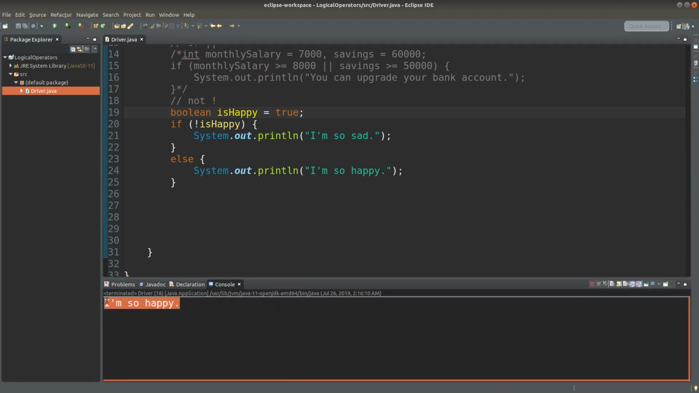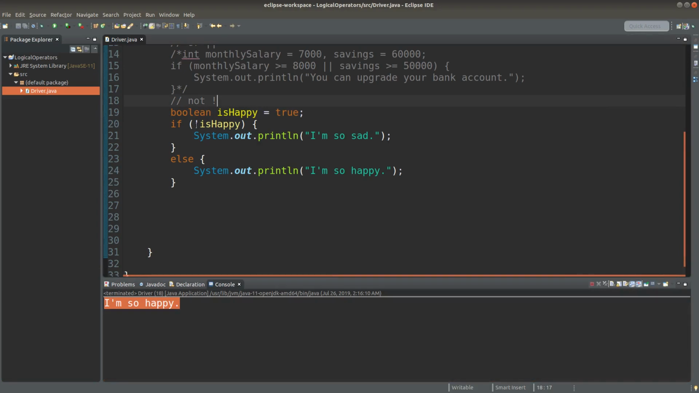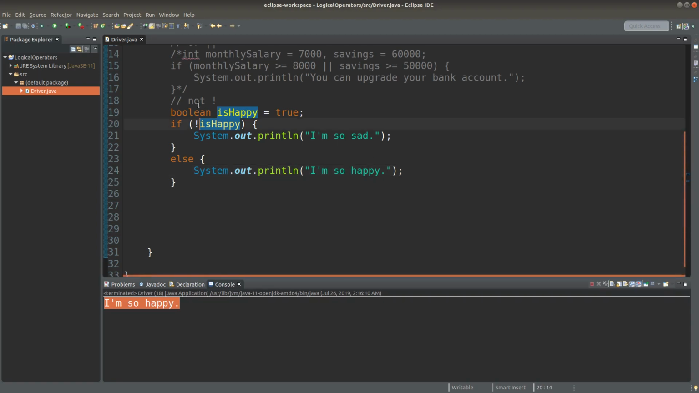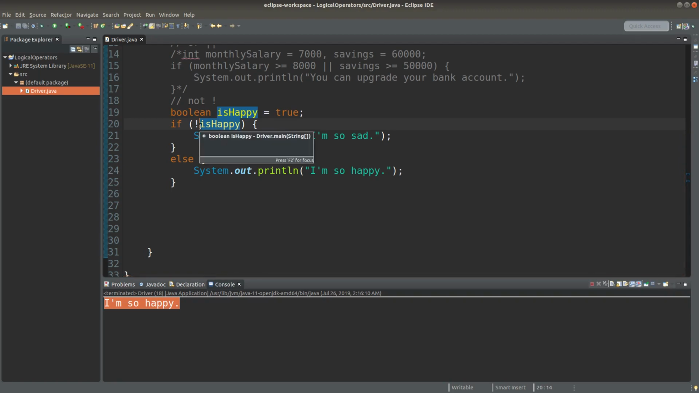Why is it the case? When isHappy is true, not true means false. So this part is not executed. Instead, I will go to execute the else part. So I will print out the statement saying that I'm so happy. So one thing to remember is that when we use the NOT operator, the variable following the exclamation mark must be a Boolean primitive. Otherwise, you can't use the NOT operator.